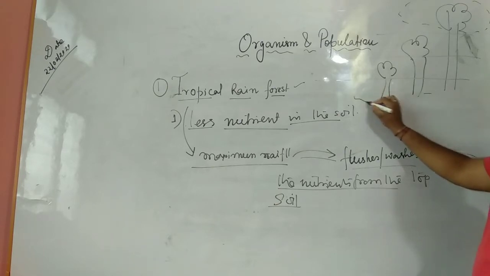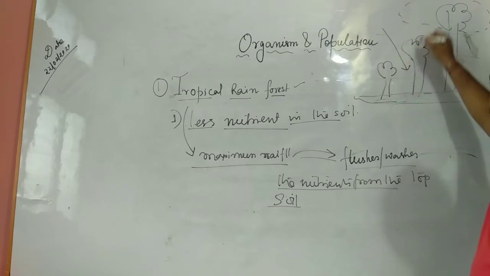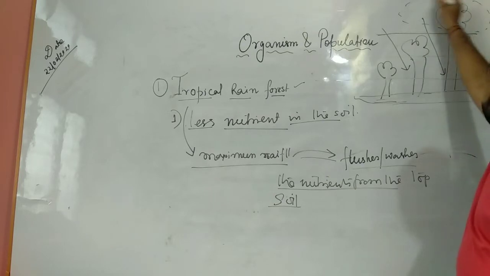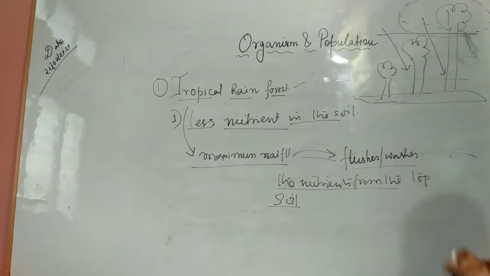So, in the bottom line, there will be fewer trees because the light is not able to reach this bottom line. Maximum amount of light is captured by this tall plant. Then the light range falls gradually. In the bottom there will always be dark. Even in the daytime this region is dark because the maximum amount of light is taken up by the tall plants.